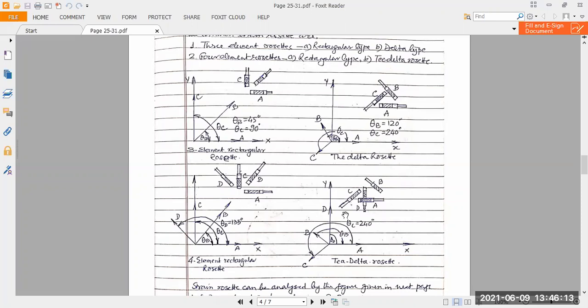The T-delta rosette looks like a delta, and at the same time it looks like a T somewhere. How is it processed? Again, gauge A is put along the OA axis, gauge B is put along the OB axis, gauge C is put along the 240 degree axis, that is OC, and gauge D is put at 90 degrees from the OA axis. So we have 120 here, 240 here, and 90 here. These are the T-delta. Theta B is 120, theta C is 240, and theta D is 90 degrees. These are the four different types of strain rosettes we generally use for our calculation.